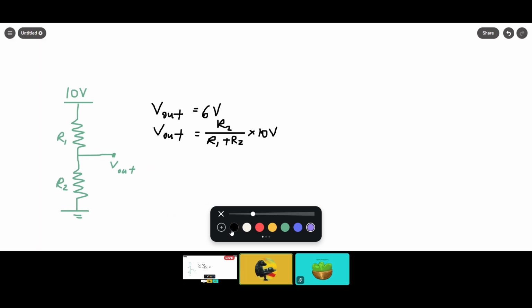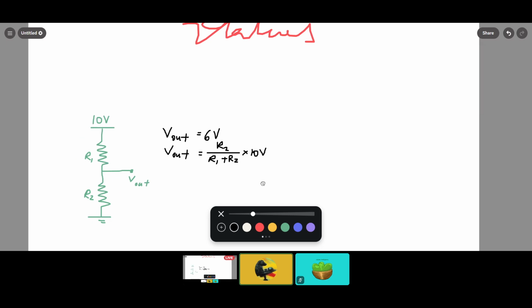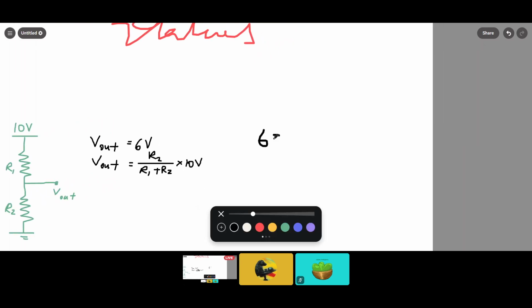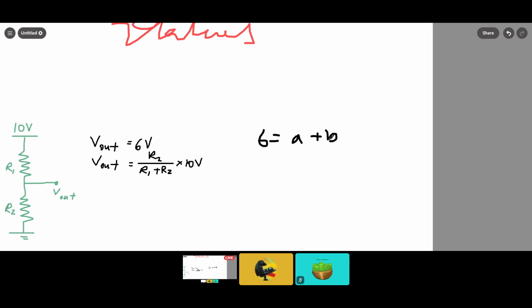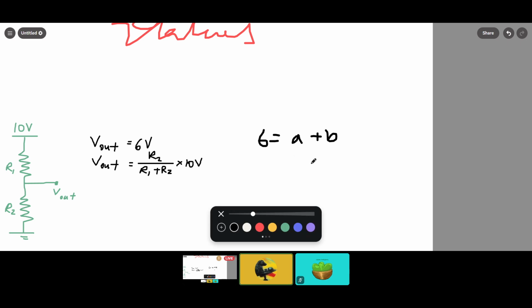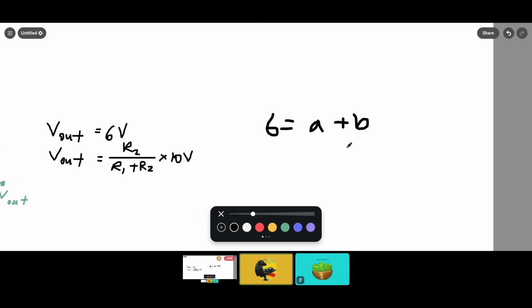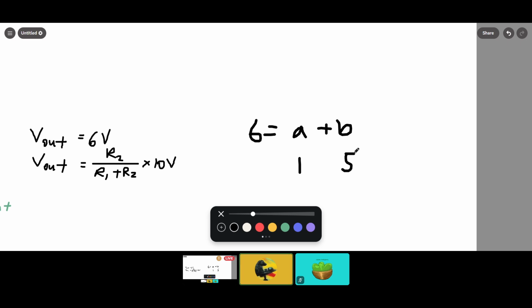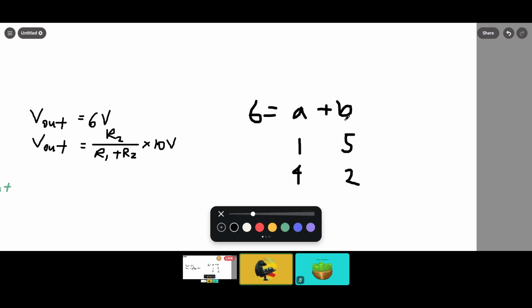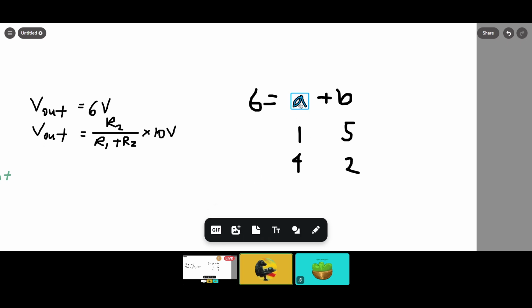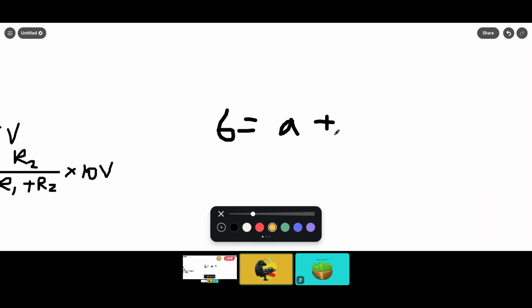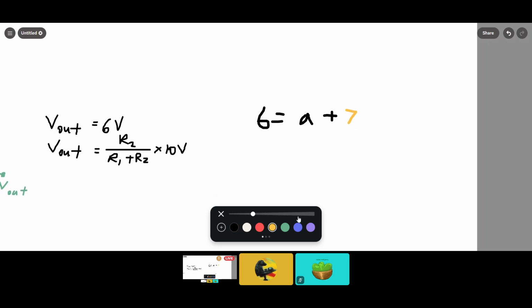In mathematics, you never want two unknowns in one place, because if you have an equation 6 equals a plus b, a could be anything and b could be anything, and there's no way to pinpoint the actual value of a. For example, a can be 1 and b can be 5, or a can be 4 and b can be 2. You can't get the actual value of a and b. But let's say we knew the value of one unknown. Let's say b is actually 7, so 6 equals a plus 7. Now you can confidently say a has to be -1.